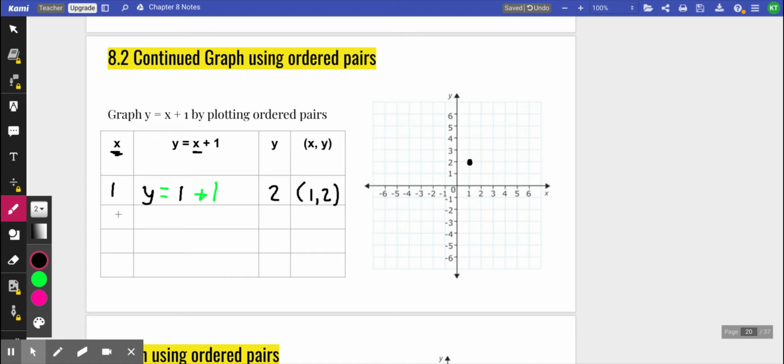Out of the blue, no logic here. I'm going to pick 5 just to show you you can pick any number you want. So Y equals X plus 1. So instead of X, I'm saying that, let's see what it is when it's 5. So 5 plus 1, Y would equal 6. So my point would be X is 5, Y is 6, right? Because I took this value that I chose randomly and plugged it in. So when X is 5, Y is 6.